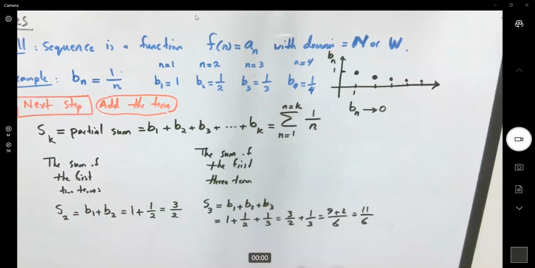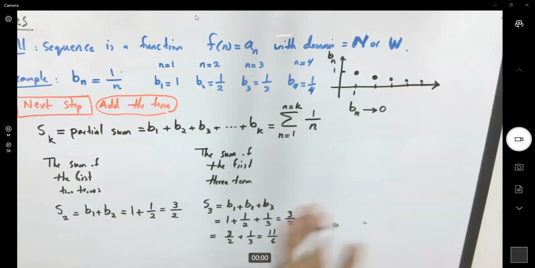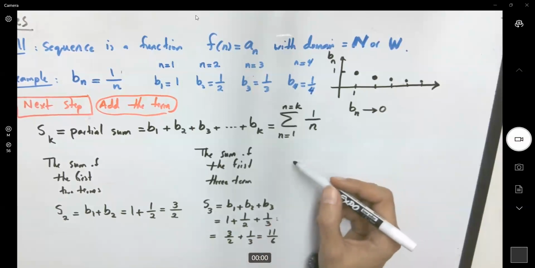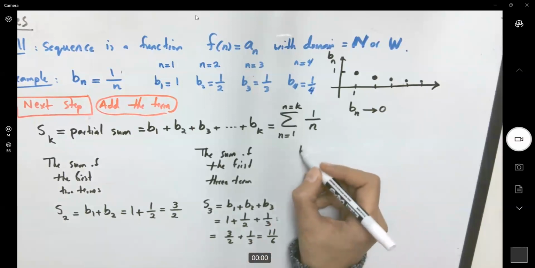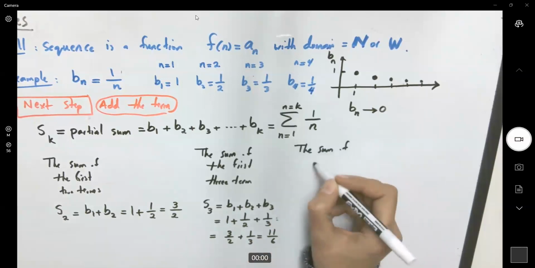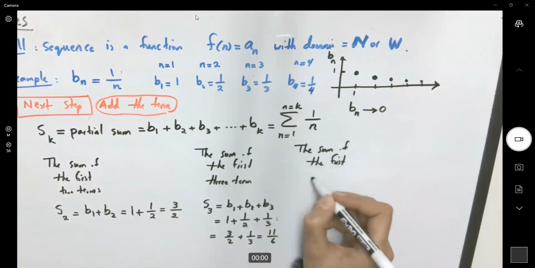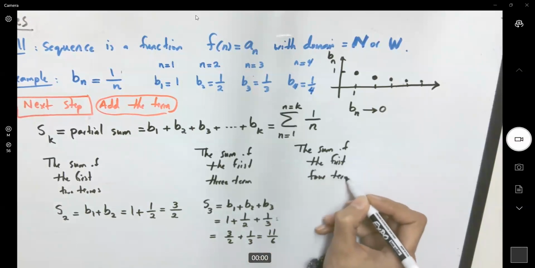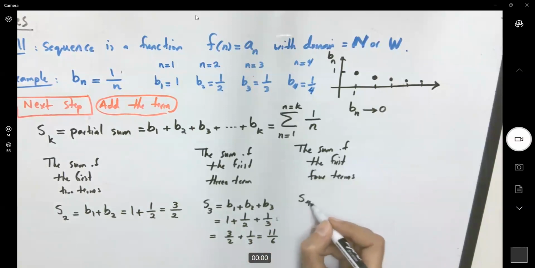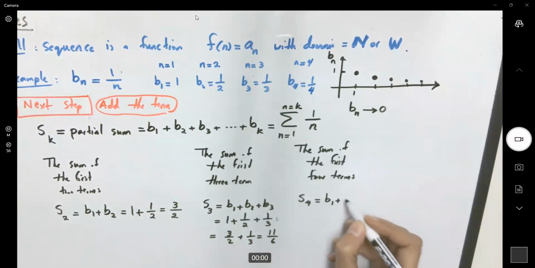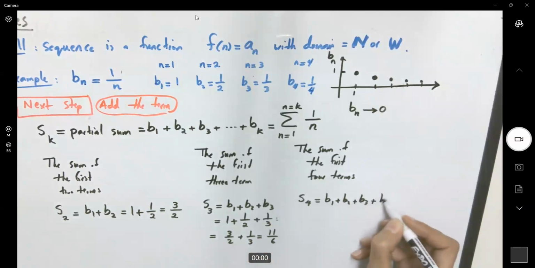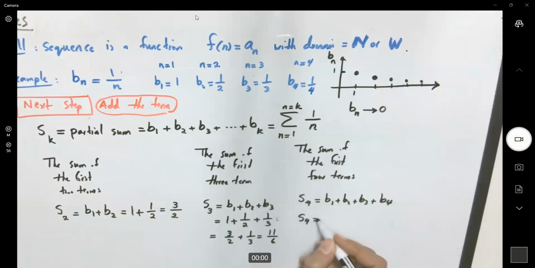I can continue this process. I can take more terms and add them together. So this is 3 halves. Let me write it down here. And for example, find the sum of the first 4 terms. Well, it's denoted by s sub 4, which is equal to b1 plus b2 plus b3 plus b4. S sub 4 is equal to s sub 3 plus b4.